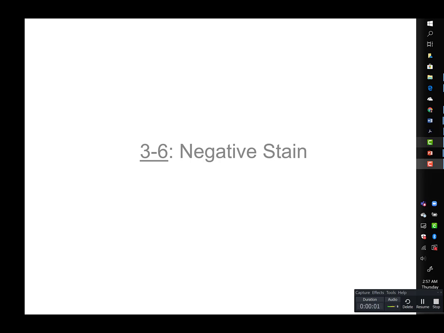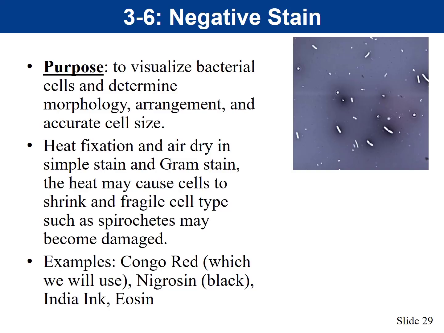In this activity, we're going to look at the negative stain, which is activity 3-6. The purpose of the negative stain is to visualize bacterial cells and determine morphology, arrangement, and accurate cell size. When we talk about morphology, morphology refers to shape. So what is the shape of the bacteria itself?